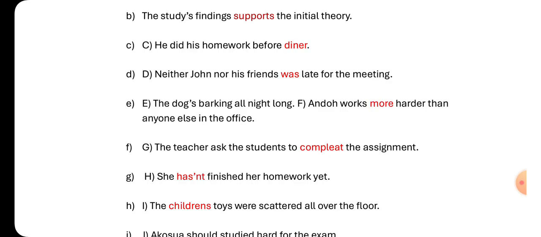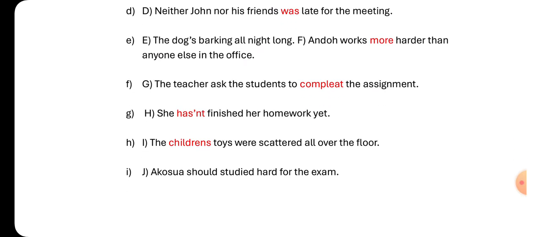So you go by saying that it's a comparative error. You say that Andor works harder than anyone else in the office. You have to take the word "more" from it. That's why I say it's redundancy. So she works harder than everyone else in the office. So it's redundancy.